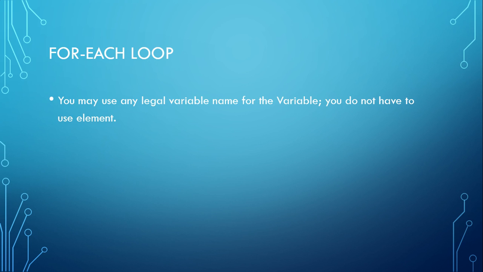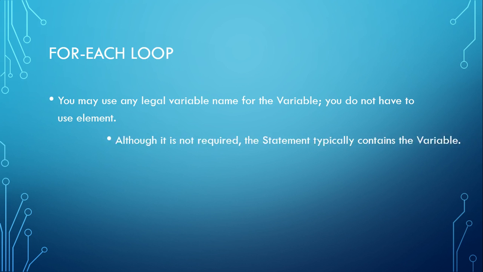Now you may use any legal variable name for the variable. You do not have to use element. Even though in the example I gave element, it's just like any other variable. You can call it whatever. You could call it number. That would be fine. You could call it array value. You could call it turtlefish. It doesn't really matter as long as you are using a logical name. Of course, our variable naming conventions should still apply, it should be something relevant to what you're working on. So something like turtlefish probably wouldn't be as appropriate for our program.